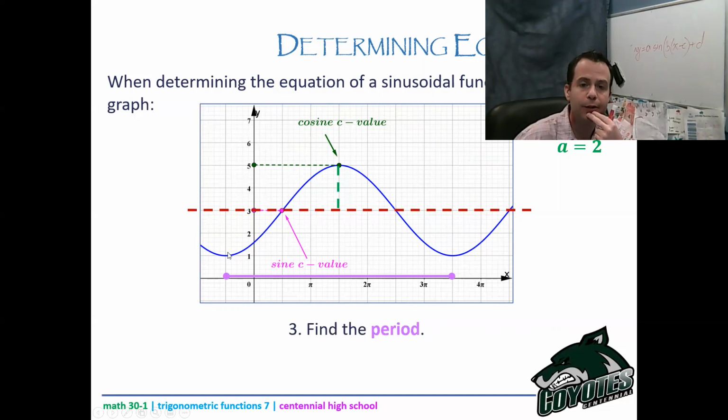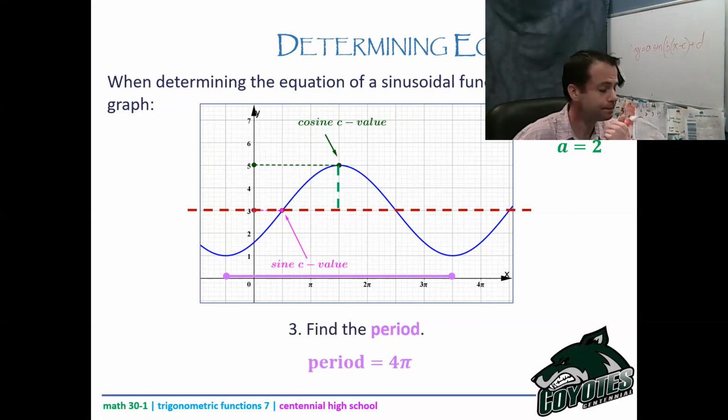And so I look at that and I say, okay, this is 1, 2, 3, 4, 5, 6, 7, 8, 9. Nope, I did that wrong. Sorry. 1, 2, 3, 4, 5, 6, 7, 8 full tick marks there. And if I look at every tick mark is half pi. So if I'm going 8 tick marks, that's essentially 4 pi. I have a period here of 4 pi.